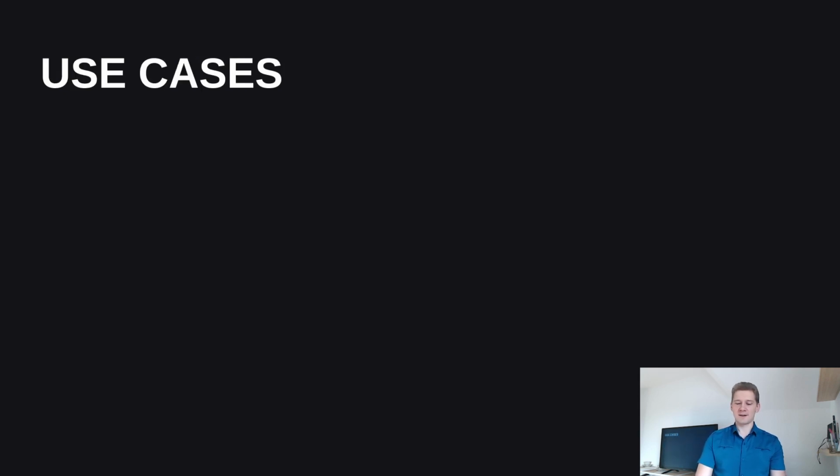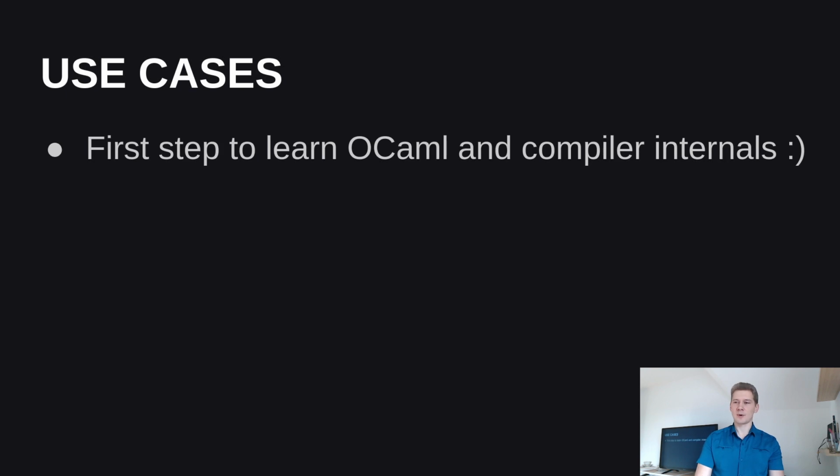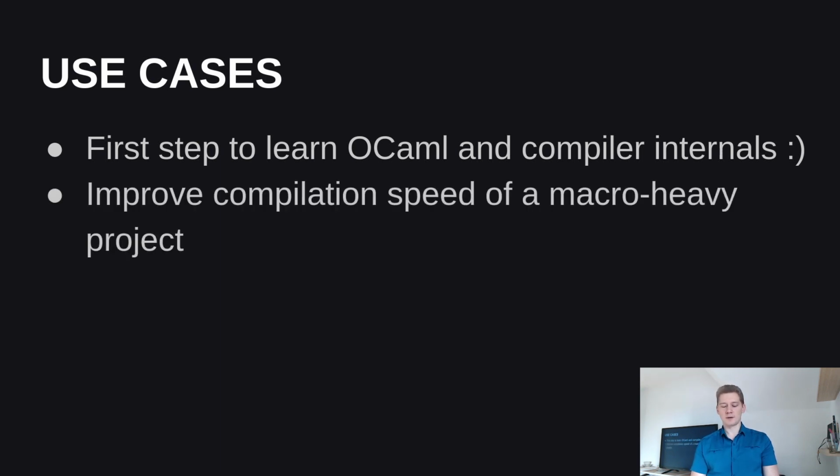Plugins are very great as a first step to learn OCaml and compiler internals, because you have to be able to develop a plugin. Also, when you're building a plugin, you don't have to mess with the compiler. You just stick to your small local code base and don't care about breaking something in the compiler. As I said, plugins are very, very, very fast compared to macros, so it may improve the compilation speed of your project dramatically if you have a lot of macros in your project.